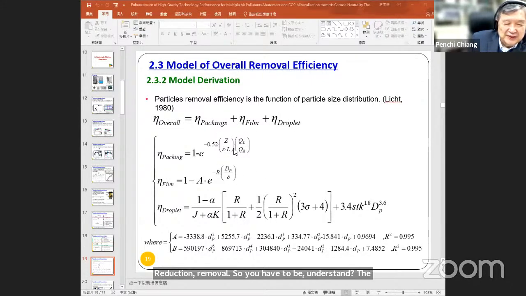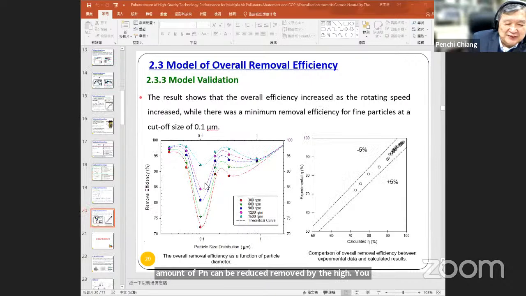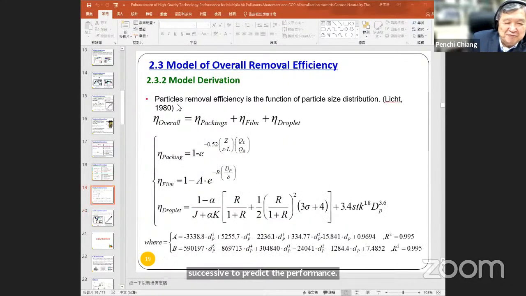Okay, so this is the fundamentals and the theory. Based on this formula, we can estimate the amount of PM that can be removed by the high G process. Once again, we can see the different particle size distributions from the different tests. You can see this is the original data, but using the model we can quite successfully predict the performance, as I mentioned earlier. So once again, I believe the model developed throughout this investigation can successfully predict the result.